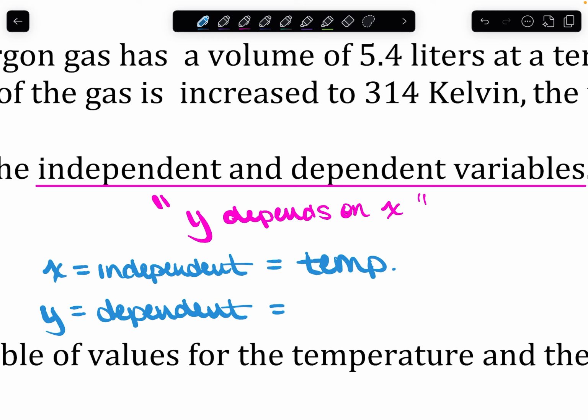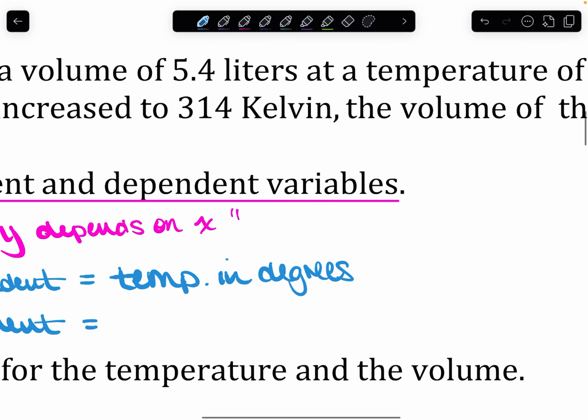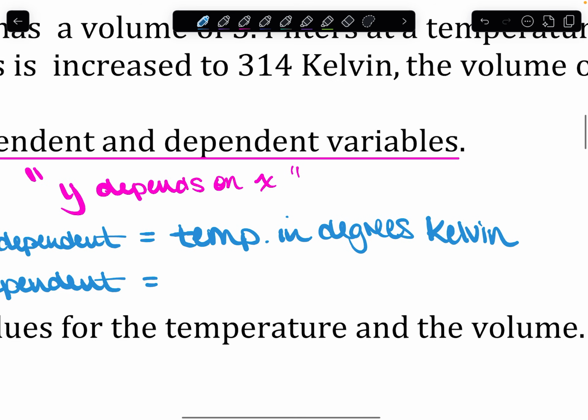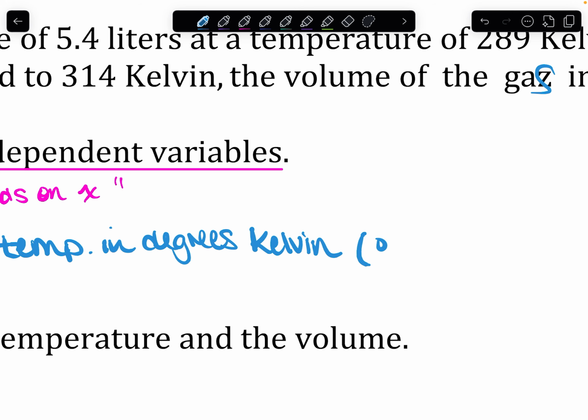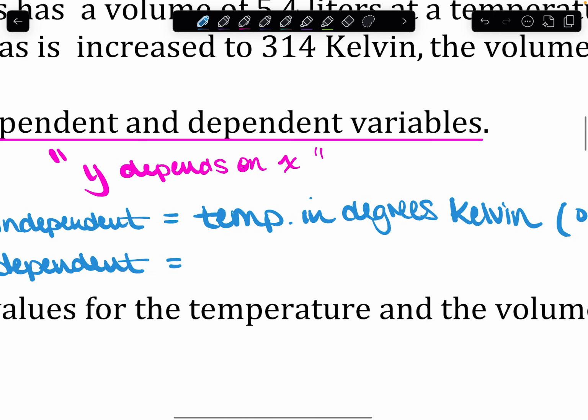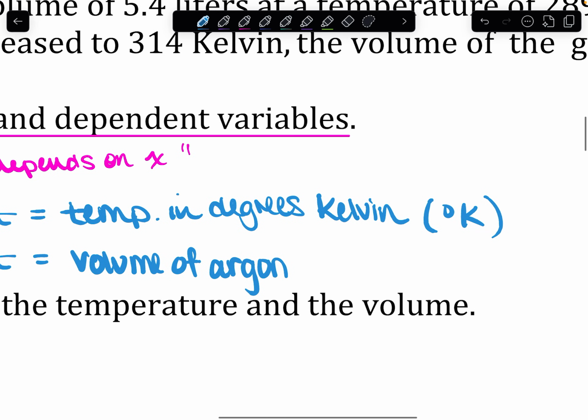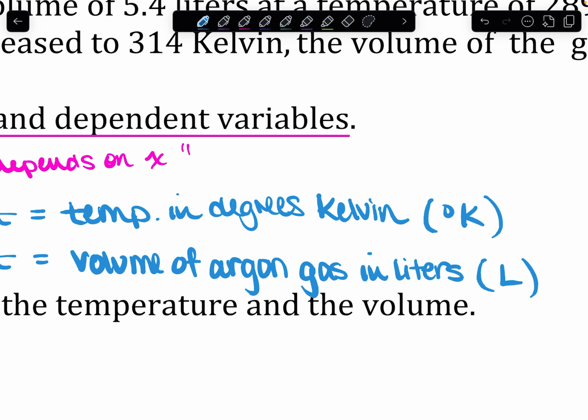So this is the temp in degrees Kelvin. If you don't know the units, you can just write the words out. The symbol for Kelvin is a capital K, so you could put degree K. The dependent variable, therefore, is the volume of the argon gas, in liters. If you don't know the units, just use the whole word. The unit for liters is a capital L.